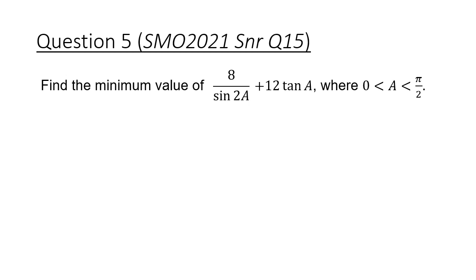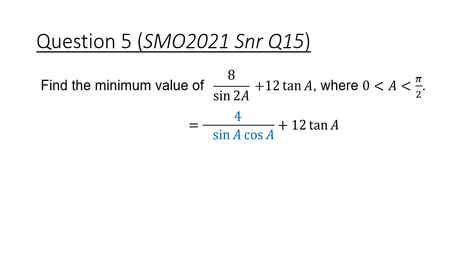Now, the strategy here is to convert this entire expression into the same trigo ratio. So in this case, we're going to try to convert it into tan a. So we can start by applying the double angle formula for sin 2a. So this gives us 2 sin a cos a. Cancel the 2 common factor. That gives us 4 over sin a cos a.